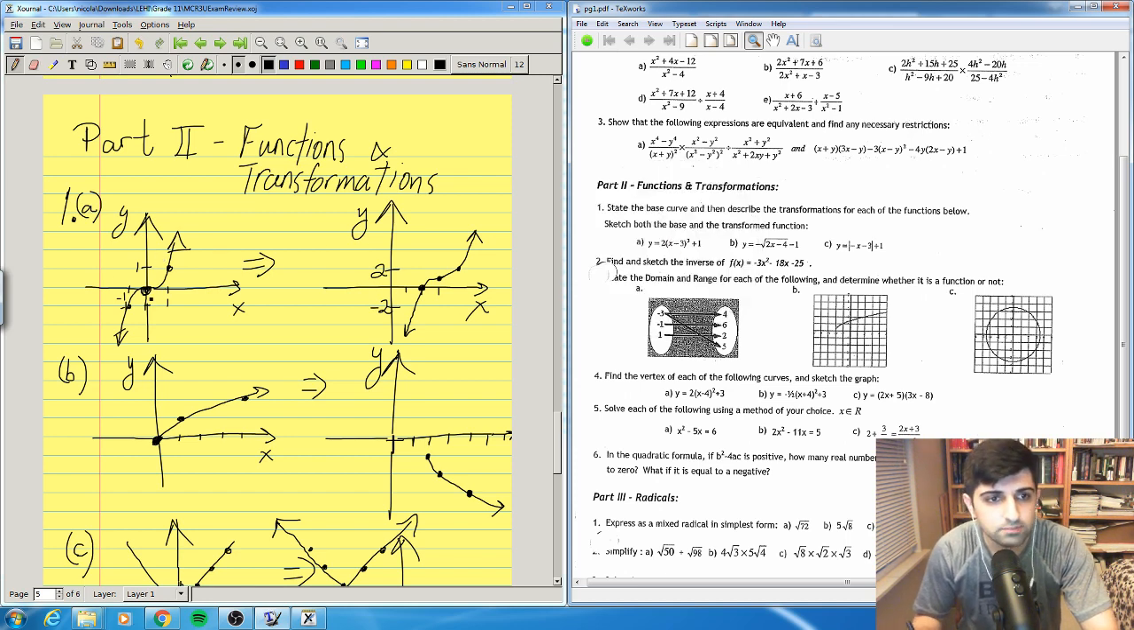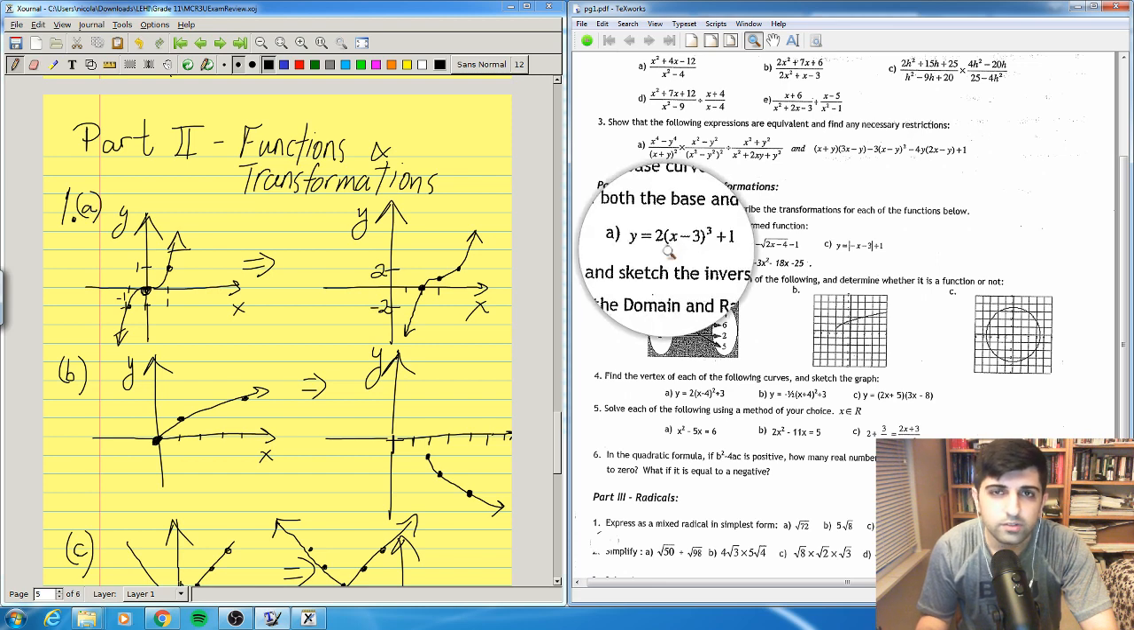So I drew that. What I usually do is put 3 points, transform those 3 points, and just connect the dots. So I've got (-1, -1), (0, 0), and (1, 1). These are pretty standard for x cubed. Then I have to figure out what these values are telling me to do: this 2, this -3, and this +1. Well, the 2 is a vertical stretch.